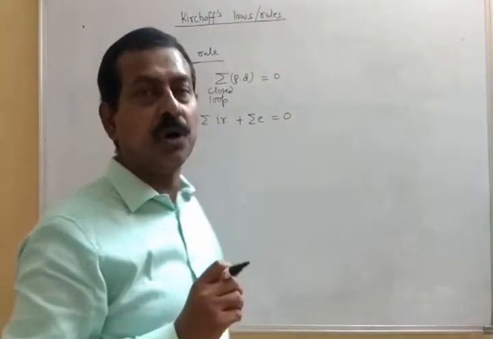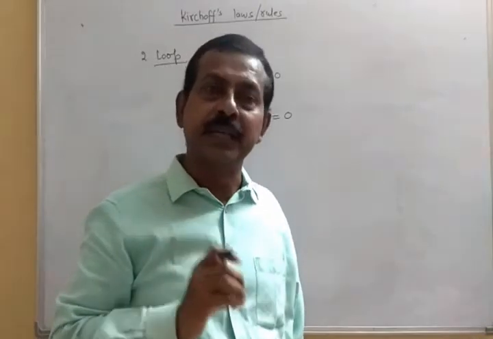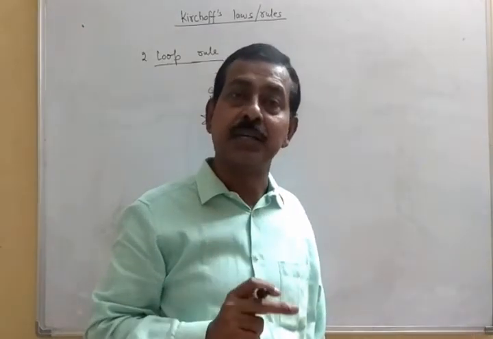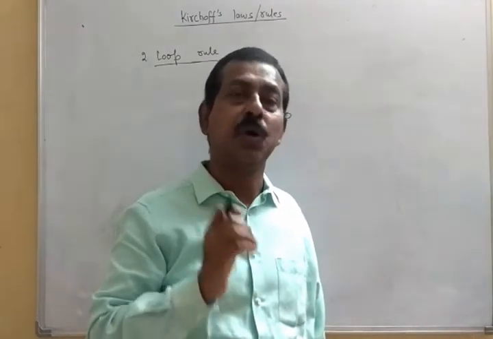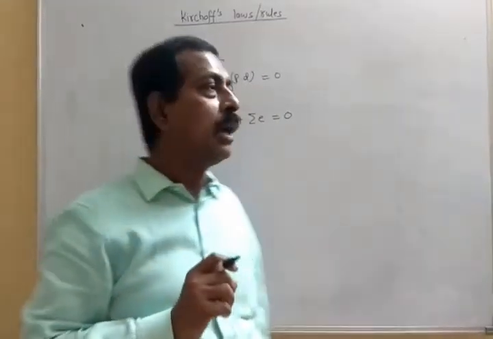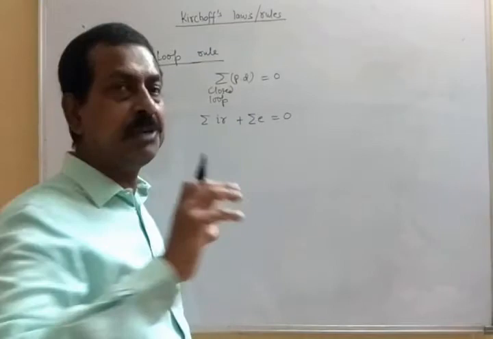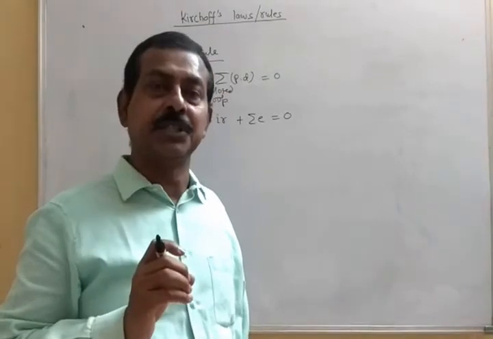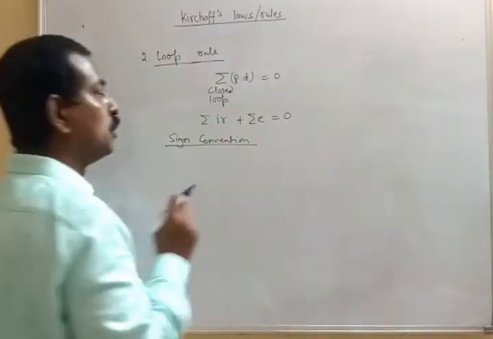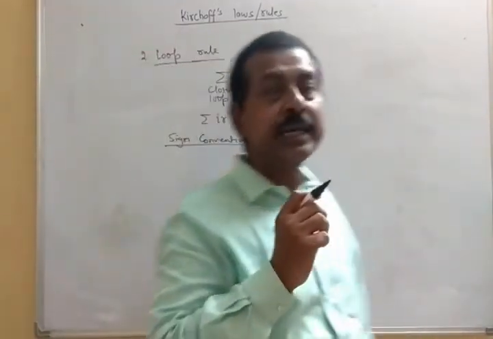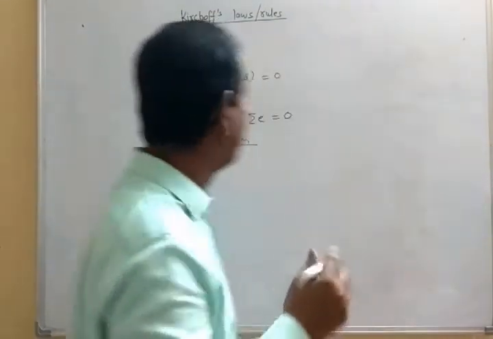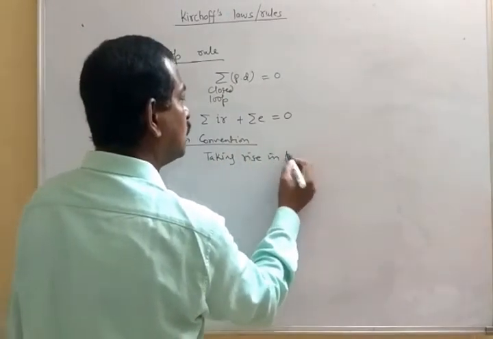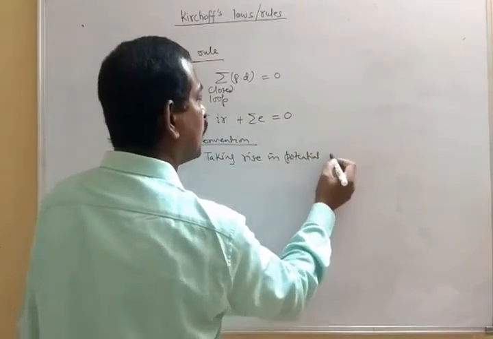The loop rule is based on the law of conservation of energy. The point rule was based on the law of conservation of charge, and the loop rule is based on the law of conservation of energy. Now, to apply this to a given closed circuit or loop, we have to follow some sign convention. We are using a sign convention where we take rise in potential as positive.